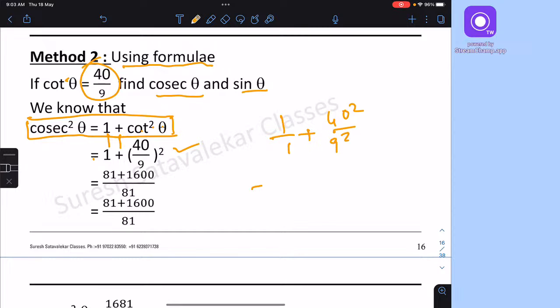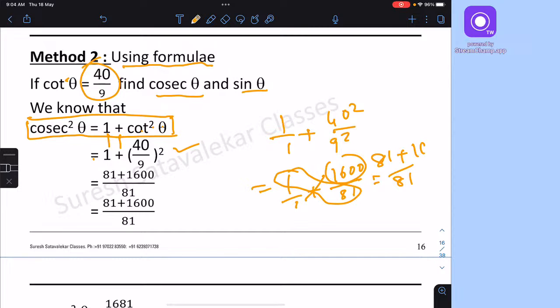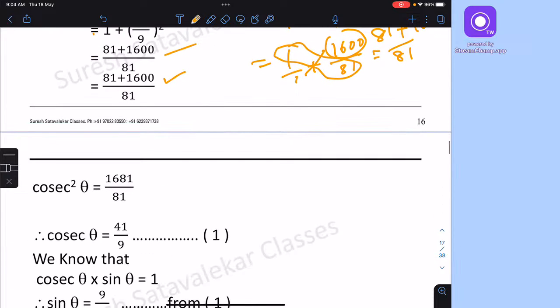So this is equal to 1 plus 40 square upon 9 square, that is 1 plus 1600 upon 81. So the denominator is 1 and 81, LCM is 81, and here you are cross multiplying 1 and 81. If you add it, you are getting 81 plus 1600 upon 81. So adding, you are getting 1681 upon 81.